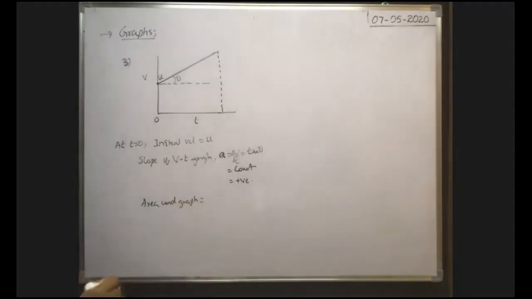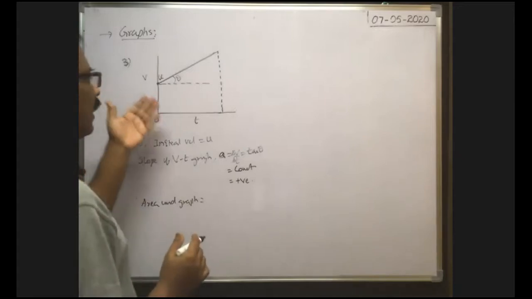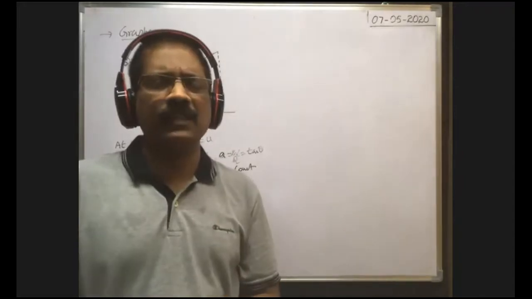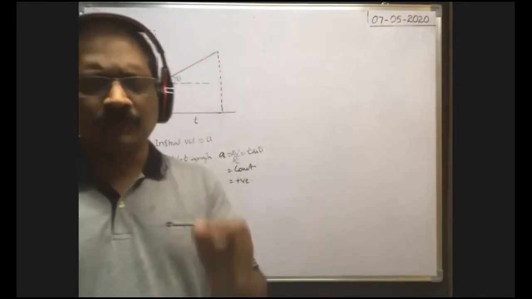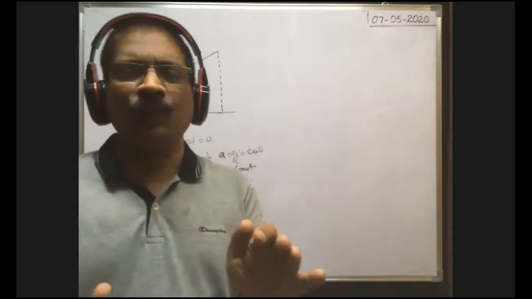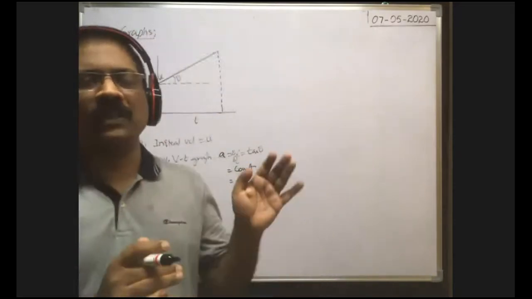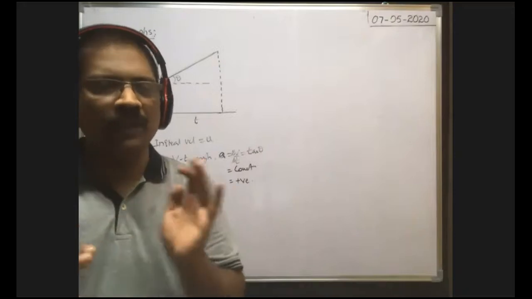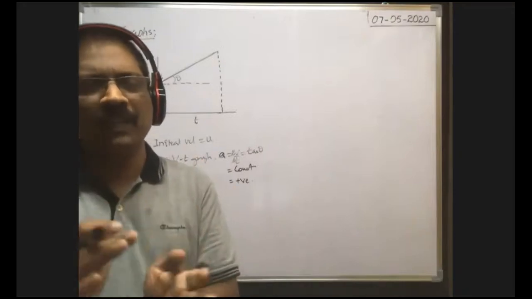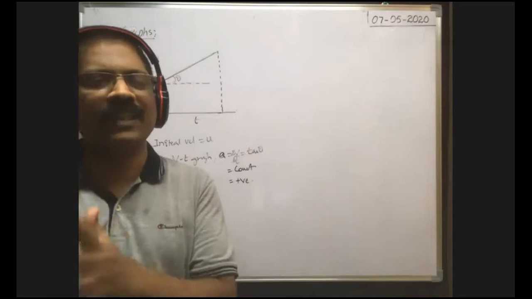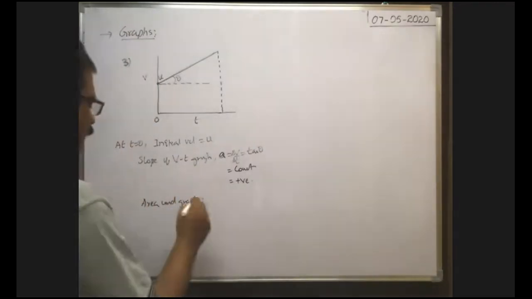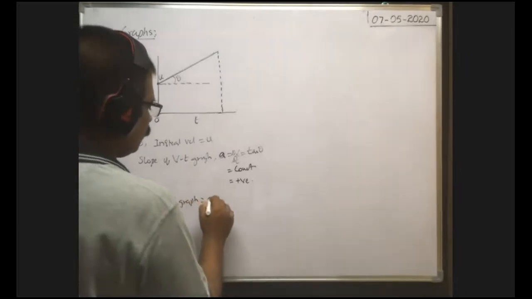Area under the graph gives what? Area under the velocity-time graph means V into T only, no? To find the area, we have to multiply the physical quantity taken on the y-axis and the physical quantity taken along the x-axis. That means V into T. Whatever product V into T gives, that is the area under the graph.